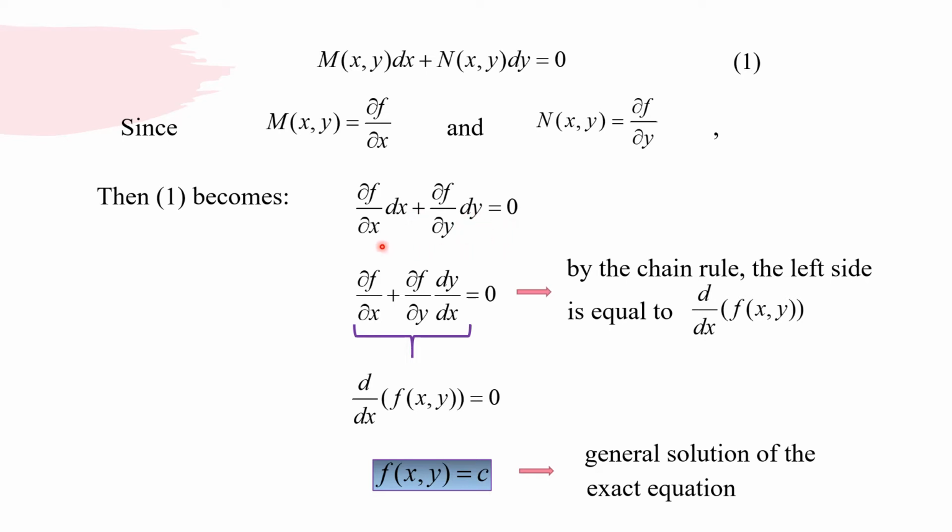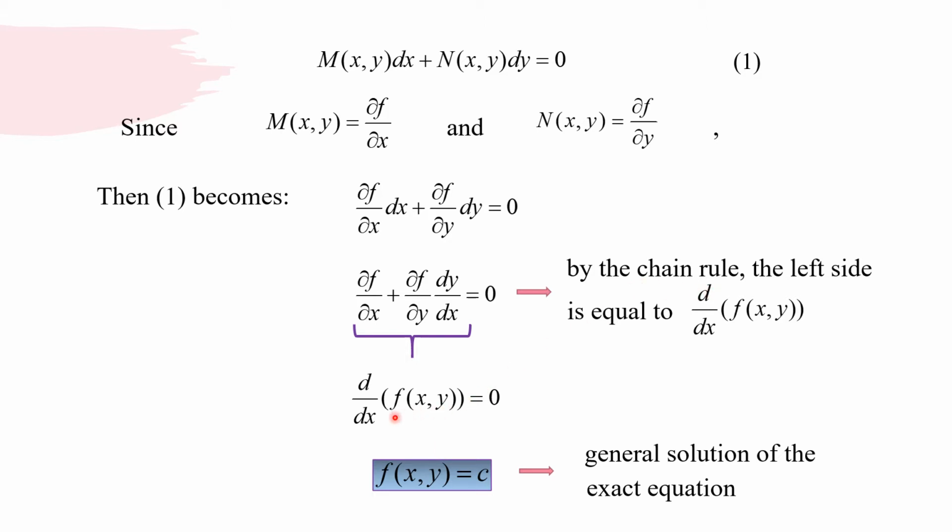Then divide this whole equation by dx to get ∂f/∂x + ∂f/∂y dy/dx = 0. Now notice that this left-hand side is exactly equal to the first derivative of f(x,y) with respect to x. This is an ordinary derivative of f with respect to x, and we know that these two expressions are equivalent based on the chain rule.